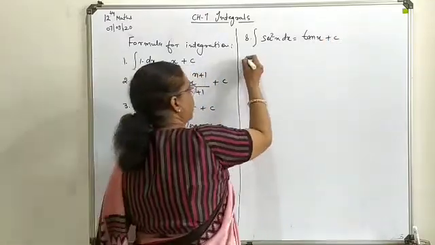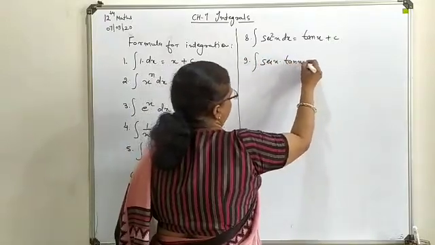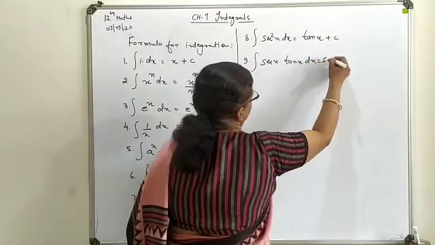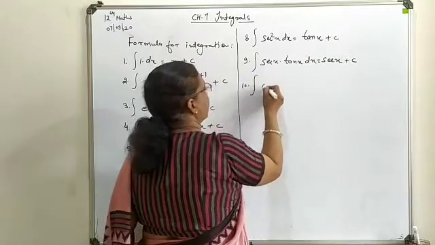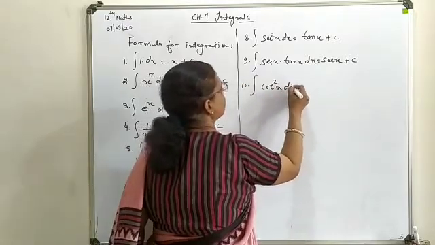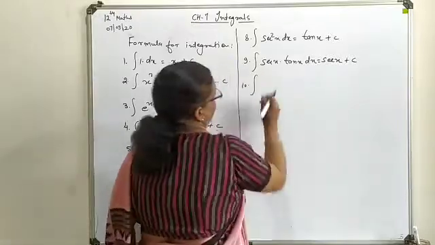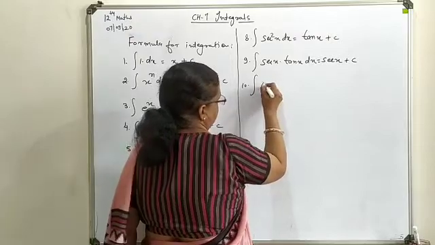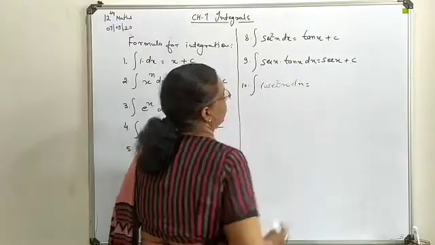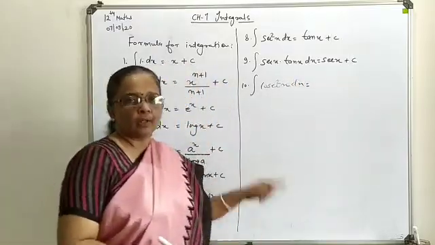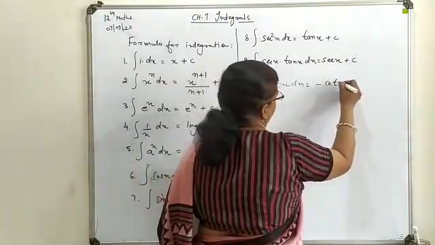No need for mugging up here. Now this is sec x into tan x. Integration of this combined form, obviously you will get sec x. Same, this is for cot square x. This is your cosec square x. We know differentiation of cot is cosec square x, so this minus you will attach over here with your cot term.